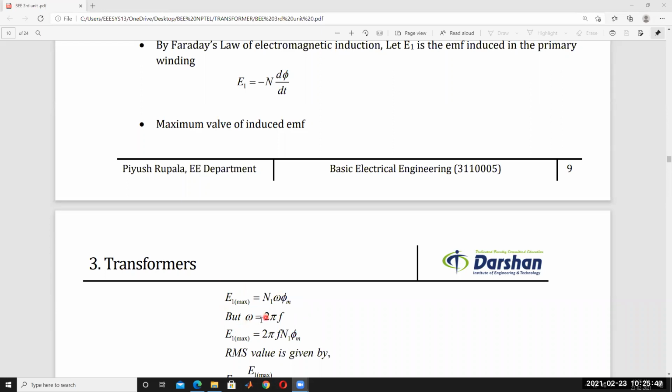Similarly, omega is equal to 2 pi f Hz. Substitute this omega into this equation, we'll get E1 max is equal to 2 pi f into N1 into φm.